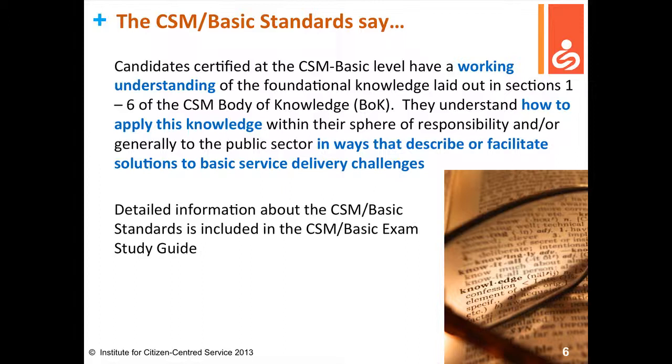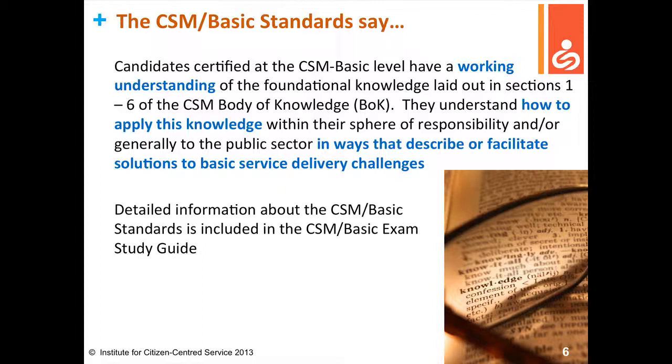Now, there's more information about the standards. The standards are a description of the level of knowledge that candidates who pass the exam will have. Any day now, you will be receiving from GSEC a publication that is the CSM Basic Exam Study Guide. That study guide will review a lot of the material we're going over today, but it will also present for you all of the specific standards.